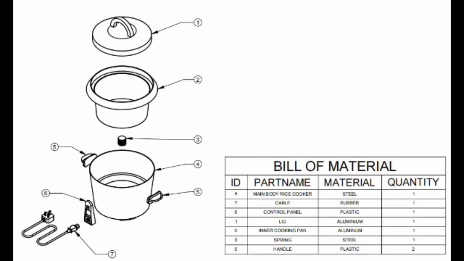For the main body of the rice cooker, we use steel. The cable is rubber, and the control panel is plastic. The lid is aluminium. The cooking pan is aluminium. The spring is steel, and lastly the handle uses plastic material.